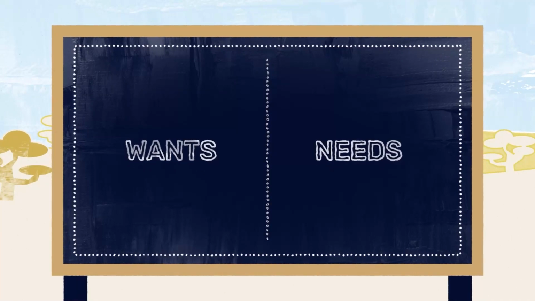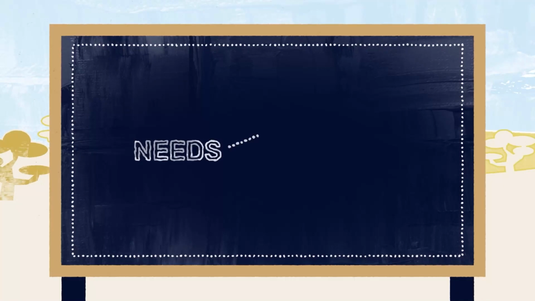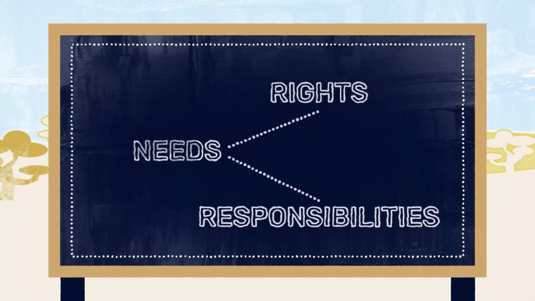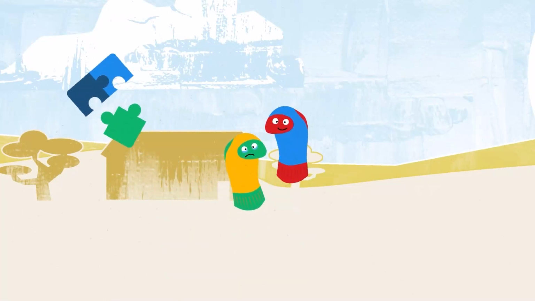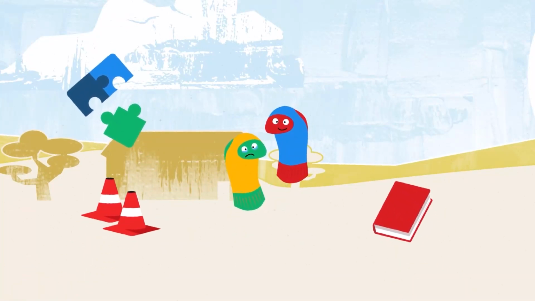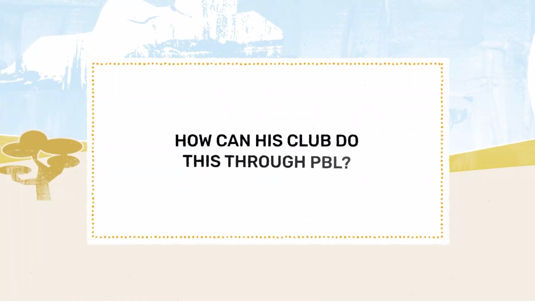First, they need to be able to differentiate wants and needs. Then they can learn to connect universal needs with rights and responsibilities. Once you know what children need to do to meet the objective, think about the types of activities that help them do this. How can his club do this through PBL?